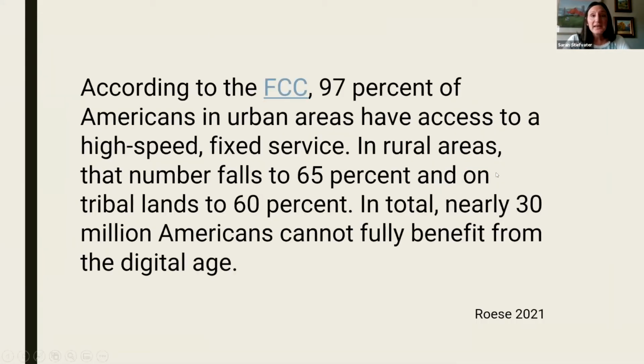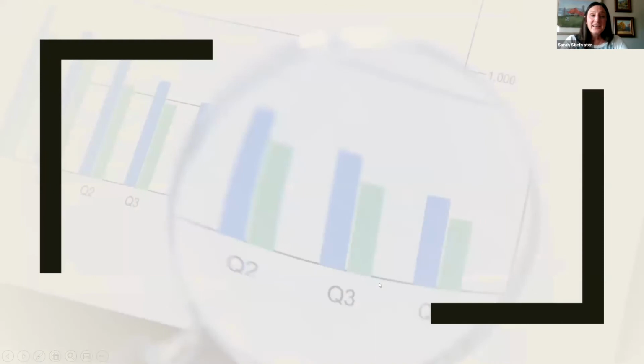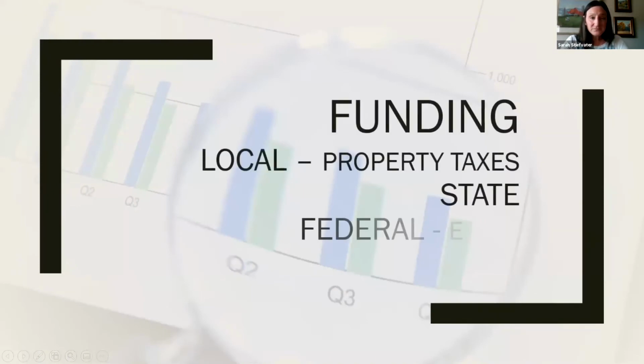And so when you think about children in urban areas and suburban areas, we know that in suburban and rural areas, you're going to have less. So if you look at this, 97% of children in urban areas have access. 65% when you go to rural lands, tribal lands, it goes down to 60%. And so how do we reach those kids? And that kind of brings us to funding.